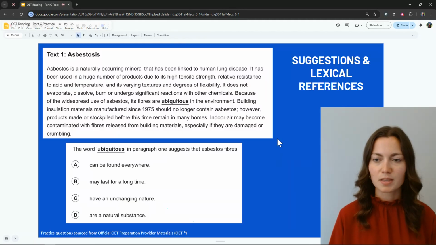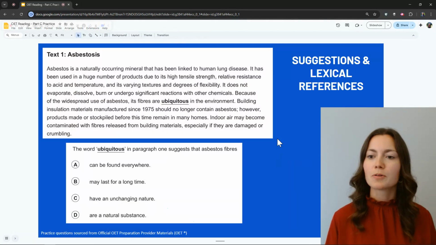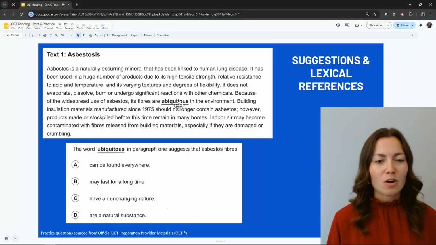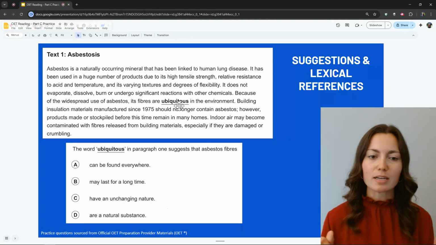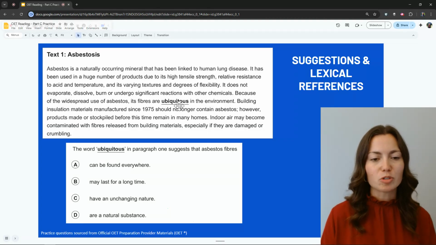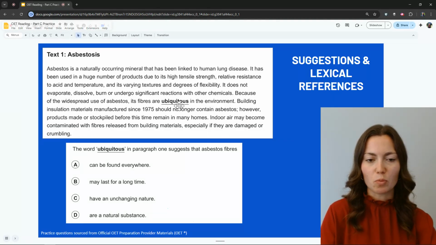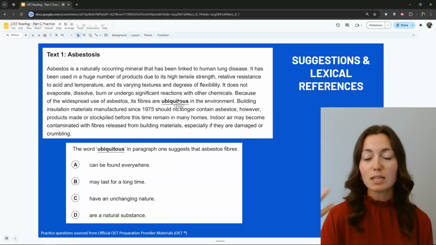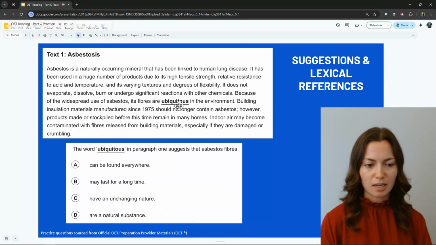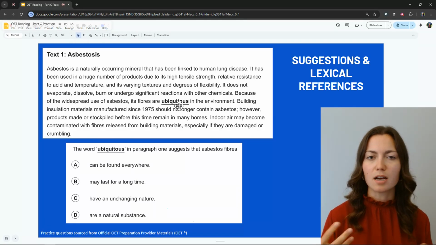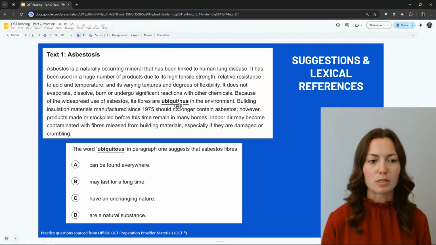Okay, here we go. Suggestions and lexical references. When you see that word that's bolded and underlined, they're asking you to make a connection between the word and the rest of the text. So that's your first clue. I want you to pause the video, read the text, answer the question, and then unpause it, and we'll talk through this here.